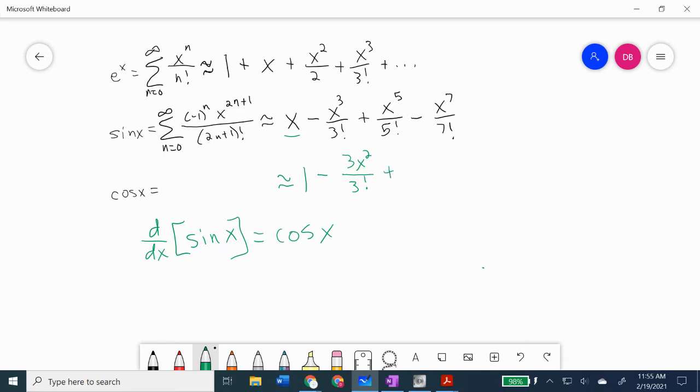Plus, divided by 5 factorial is a constant multiple. And then the derivative of x to the 5th is 5x to the 4th. And again, constant multiple, the derivative of x to the 7th is 7x to the 6th. And now simplify. And what do we get when we simplify?